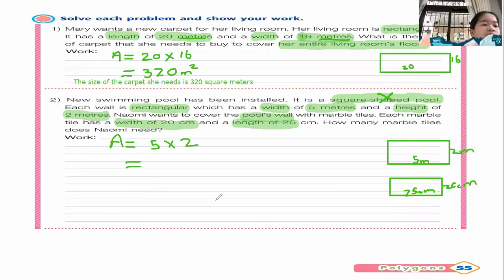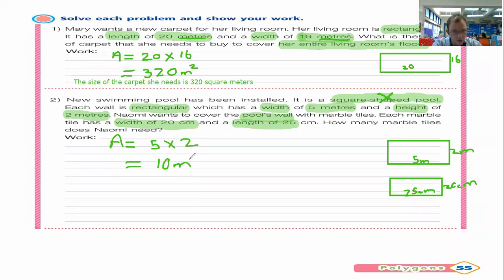10 times 10. Excellent. Equals 10 meters squared. Now is the very tricky part. We have to first multiply by 4 to get the total area of all 4 walls. So 10 times 4 will give us 40 meters squared. Okay, I'm going to stop at this one for now.